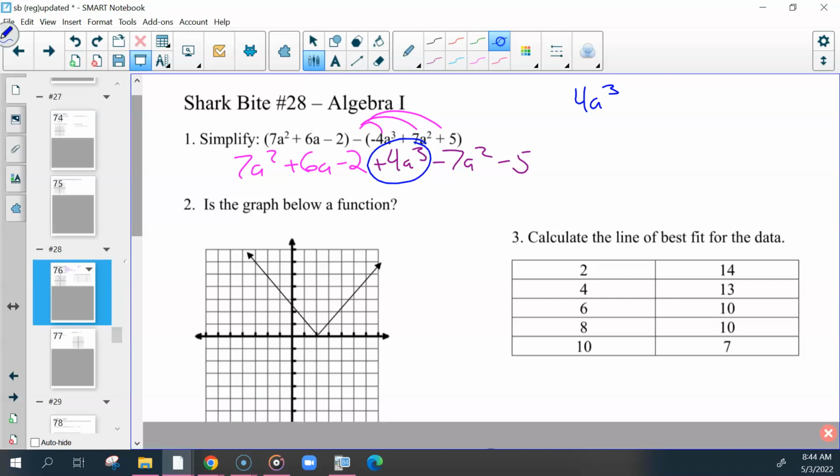Say that again. Plus 6 again. That will be part of it. The negative 7a squared and 7a squared would cancel, and then plus 6a would be next. And then if we combine our constants, negative 2 minus 5, we have negative 7. So 4a to the third plus 6a minus 7 would be our final answer.